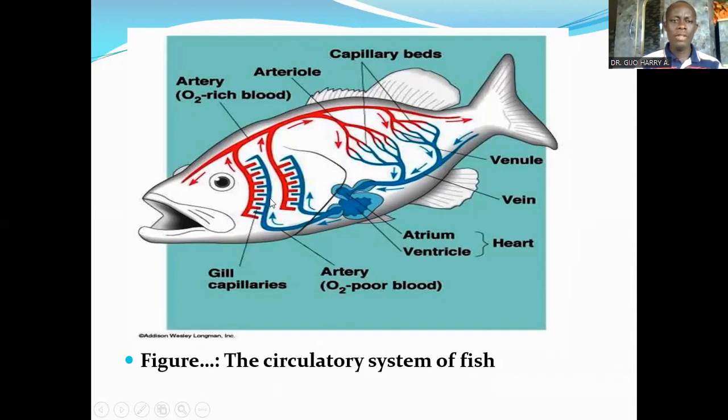Once the blood is oxygenated, it continues to flow into the rest of the body, and the oxygen is used up in cellular respiration in a process known as oxidative metabolism. When the oxygen is used up, the blood returns back to the heart for continuous movement. So that's the circulation of blood in the fish.